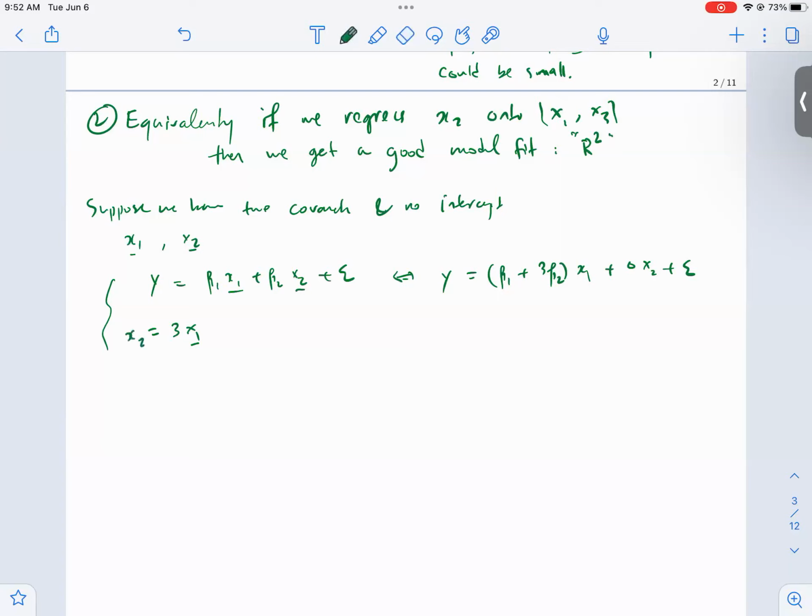Right, so you plug in the value of x2 there, so you get that, right? So plug in x2, you get beta 1 x1 plus 3 beta 2 x1, which I'm collectively writing as this term, plus 0 times x2. So x2 is no longer in the model, but I'm just putting it there so that you can see. So I have basically redefined beta to be this and 0, and this is still a valid model.